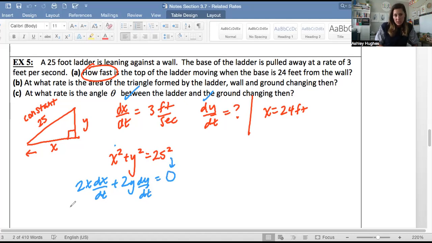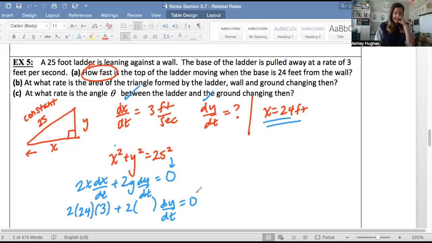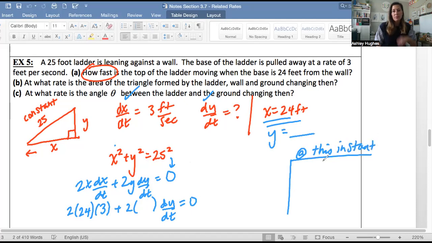Now I can substitute in things I know. 2 times, after the derivative I can plug that in, 24, dx dt is 3, 2y dy dt. Now in this particular problem, there are a few instances where you'll come across a problem where it seems like you don't have all the information. They did not tell us y equals blank, but we can figure it out. So sometimes you have to think about what's happening at this instant. I like to draw an at this instant box because I don't like to leave it on here in case I need this picture for other things.